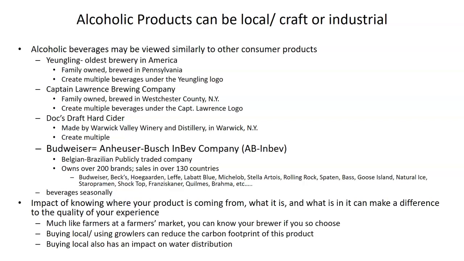Also, when you buy local, you can use growlers, which is basically a piece of glass, like a glass jar, that you can bring in. That's going to reduce the overall carbon footprint of the product. It also doesn't have to go as far, so it's not driving across the country or across the world to get to you. And it has an impact on water distribution. If you're consuming beer from a local brewer, that water is from your water supply, so you're not changing water tables in other areas.